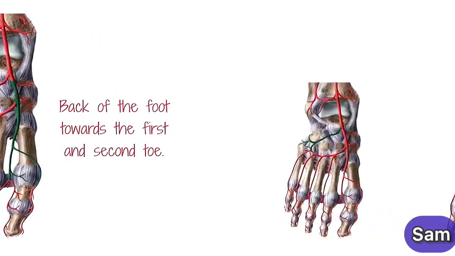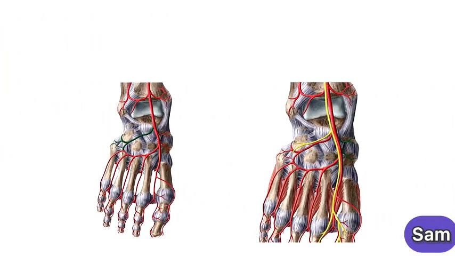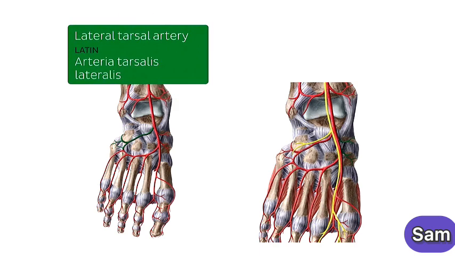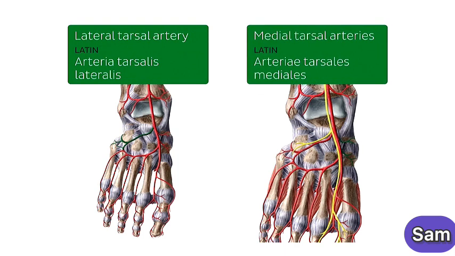Next arteries that we're going to be talking about are seen here highlighted in green. On the image on the left side, we're looking at the lateral tarsal artery. And on the image on the right side, we're looking at the medial tarsal arteries. Keep in mind that on these images, we're looking at the dorsum of the foot. This is not the plantar view or the plantar side of your foot. These are two of the branches of the dorsal artery of the foot, the medial and the lateral tarsal arteries.